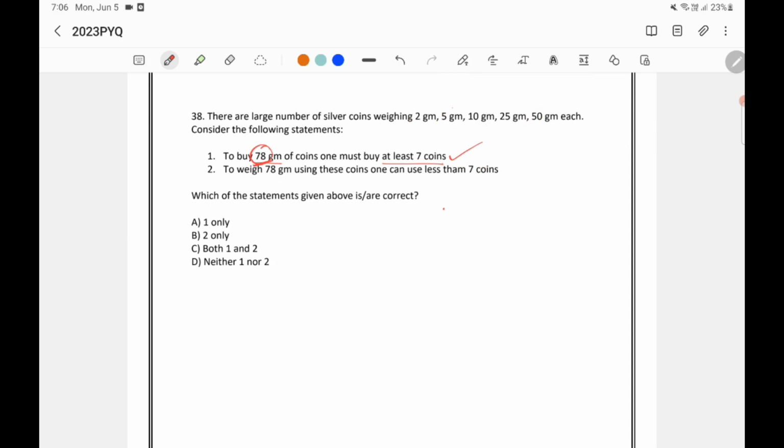Now if you look at the second statement, it is saying that to weigh 78 gram using these coins, one can use less than 7 coins. So let's see how we can do that. Let's say that I have a weighing machine like this. Okay, I have a weighing machine, a weighing balance.